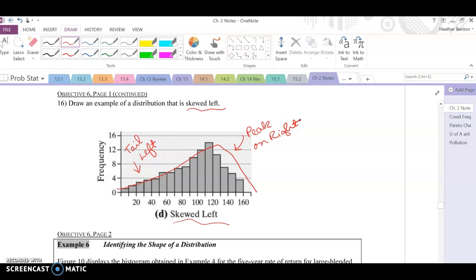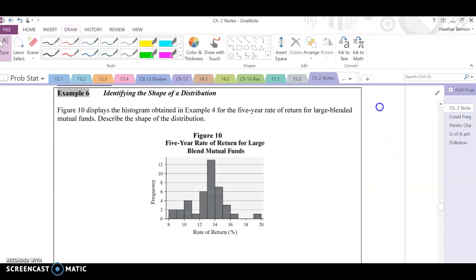So, in this first U-try, it says figure 10 displays the histogram obtained in example 4 for the 5-year rate of return for large blended mutual funds. Describe the shape of the distribution. What I want you to do is pause the video for a second and try it, and don't feel like it has to fit perfectly in one of those four categories. Just approximately which one is it the closest fit to. Then you can unpause the video and we'll see how your guess was.